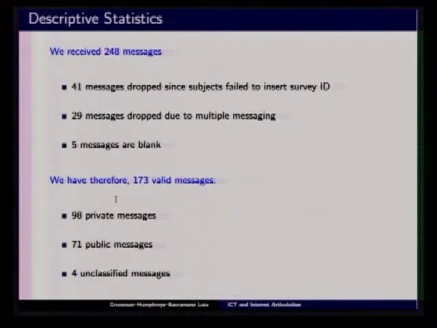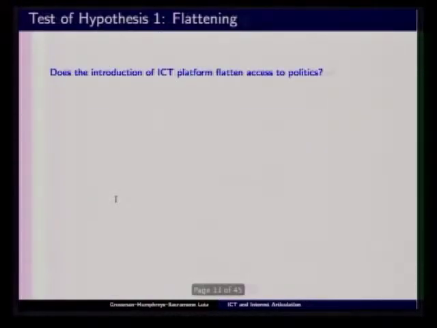So let's look at some descriptive statistics. Out of the 3,790 people that we approached, we got 248 messages. So the uptake was about 5–6%. We can discuss in the Q&A whether that is high or low. Think of Iceland with its 1% that we discussed yesterday. Some messages we had to discard because people didn't put the survey ID. Then we were left with 173 valid messages. We coded 98 of them as private requests, and 71 of them were public requests.